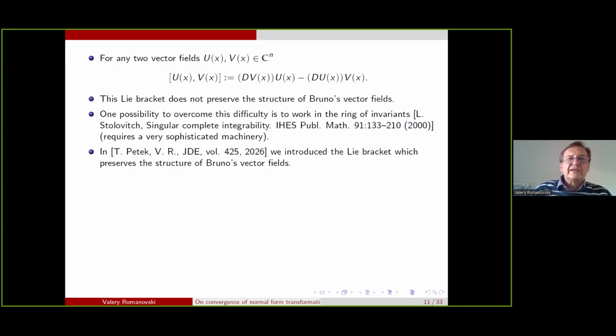But now, in this area of normal forms and differential equations, we often need to work with Lie brackets. The Lie bracket of two vector fields u and v from Cn is defined in this way: the Jacobi matrix of v times u(x) minus the derivative of u times v(x). But the problem is that if you take two Bruno vector fields, the structure is not preserved by this Lie bracket.